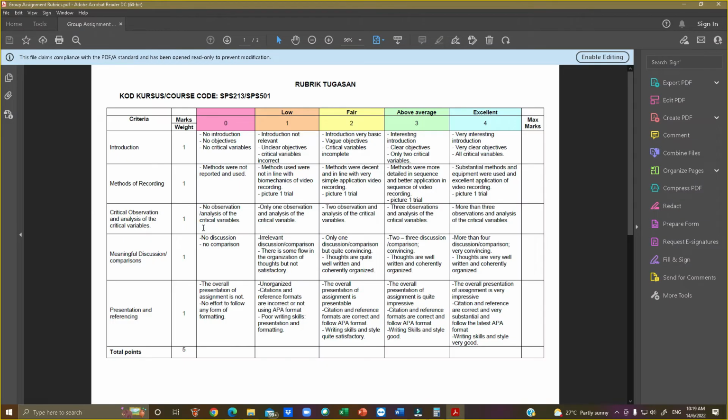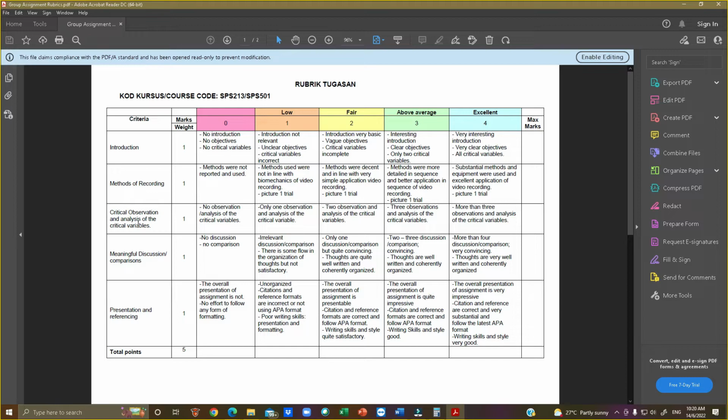Okay, these are the rubrics for your group presentation. Kamu ada intro. Ini selalu orang lupa. So, make sure you report this in your report and also in your presentation. Methods of recording. How you record video. What are the equipment used to record the video? Okay, critical observation.